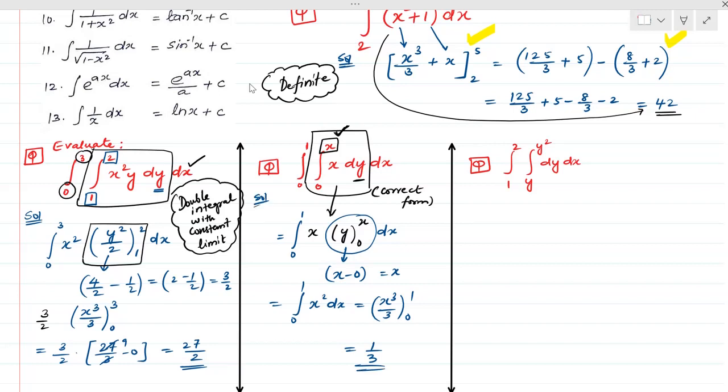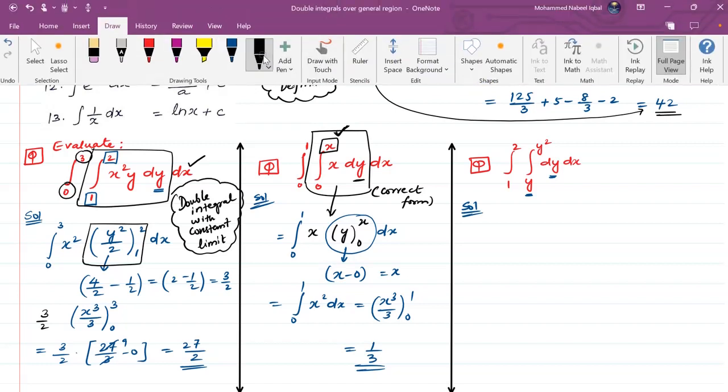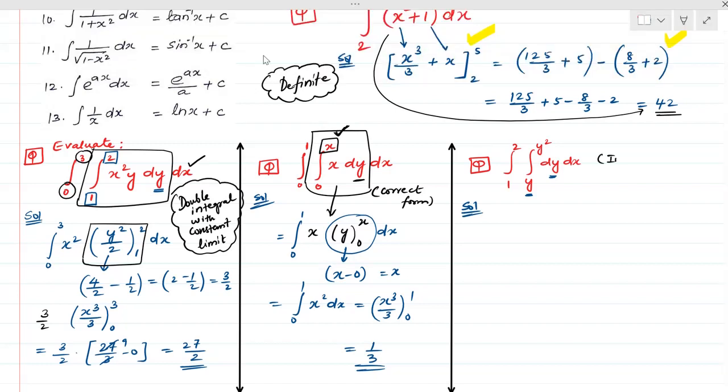Now coming to the third one, here we will have the limit, but it is not in the correct form. Why? Here you have y, here you have y. Therefore it is an incorrect form, so I have to change it into the correct form by changing this order as 1 to 2 integral y to y square into dx dy. So now it is in the correct form.